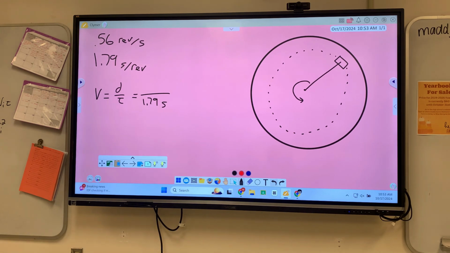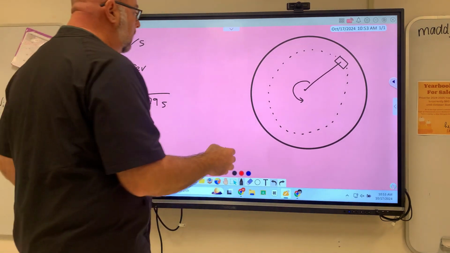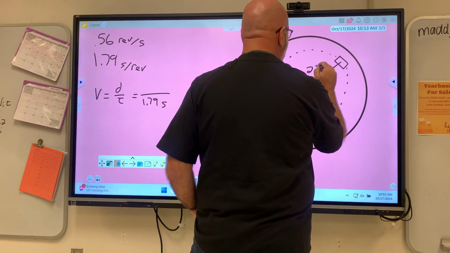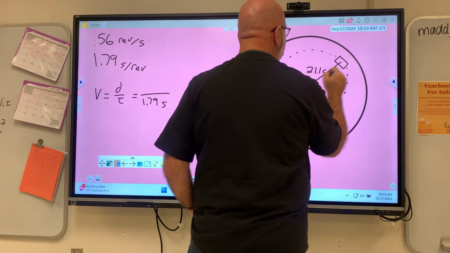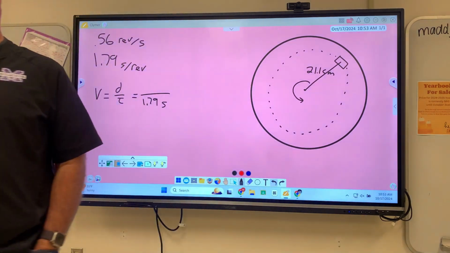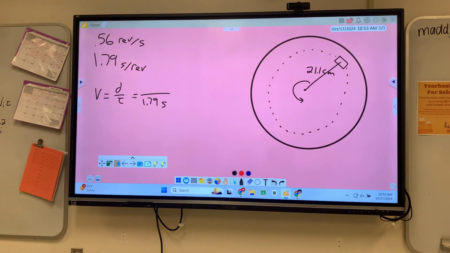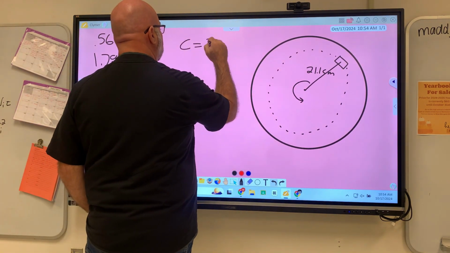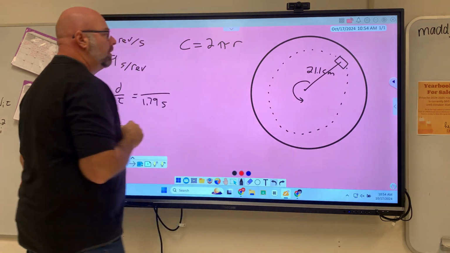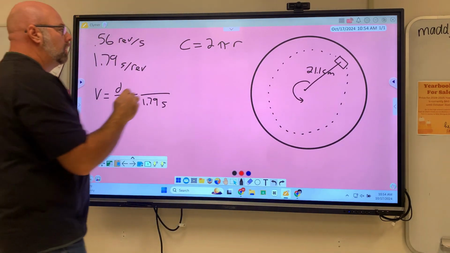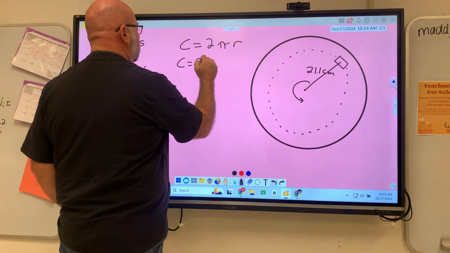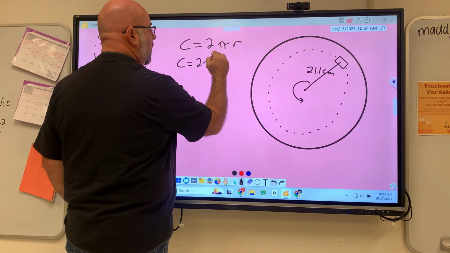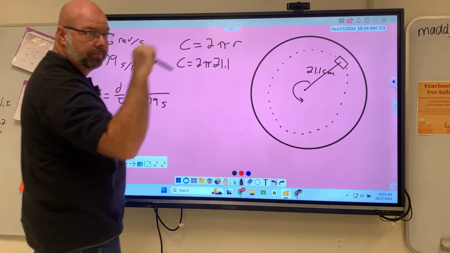We're going to use circumference of what circle? Of the whole disk? Just to wherever the block is, correct? So let's call this 21.1 centimeters. Just to make up a thing. How do I figure out the circumference of a circle? C equals 2 pi r. C then equals 2 pi times 21.1.